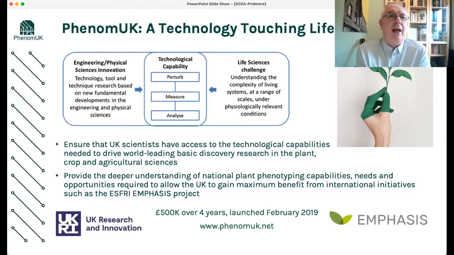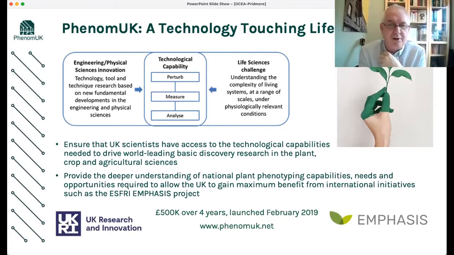So for the past 5 to 10 years, there has been a development across Europe known as Emphasis. It's an S3 project, which is the largest form of infrastructure funding in Europe. S3 funds things like big telescopes and CERN, things that no single country would want to buy by themselves or could justify paying for by themselves. And we managed a few years ago to get phenotyping onto the S3 roadmap.